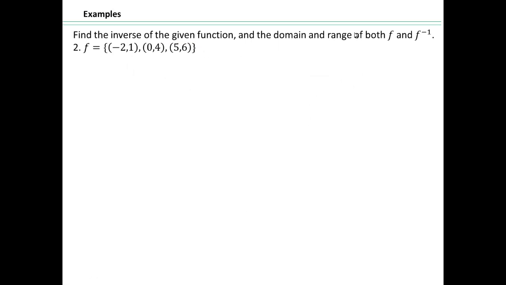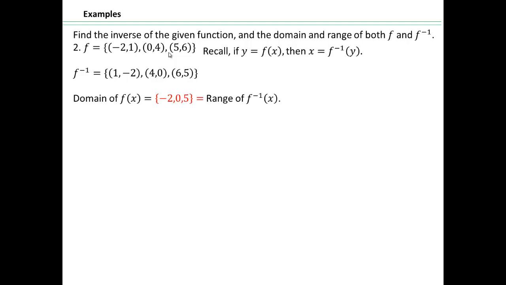All right, what if you're given a function in this manner? Well, that will be easier to see. So to find the inverse function, remember, if y equals f of x, then x equals f inverse of y. So all you have to do is switch the x and y coordinates. So f inverse will be (1, -2), (4, 0), and (6, 5). What about domain? The domain of f is -2, 0, 5, because those are the coordinates' inputs. And the range would be 1, 4, 6, and then it will be the reverse for the f inverse function.